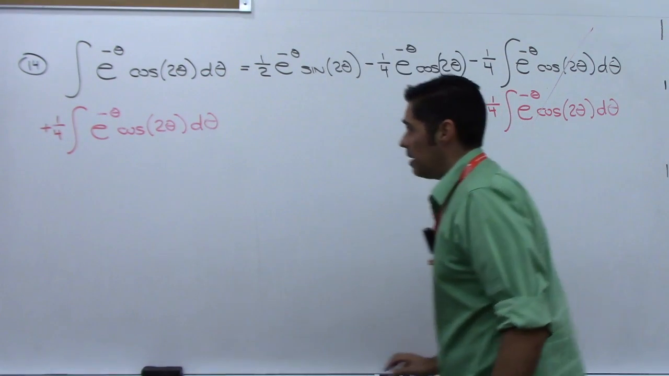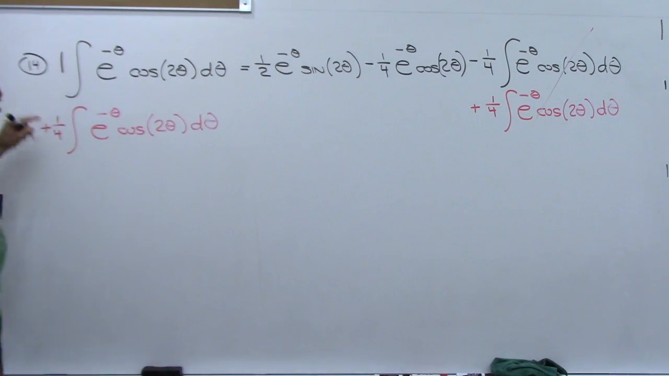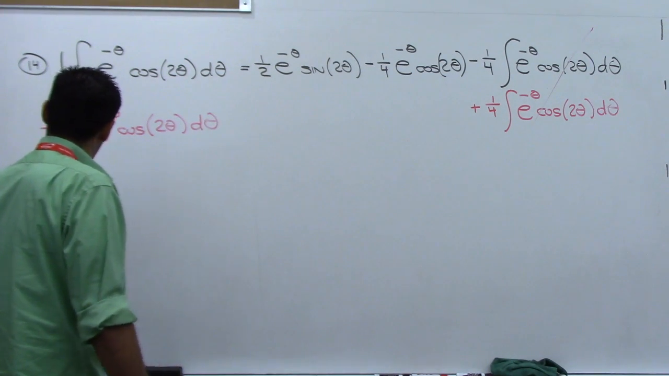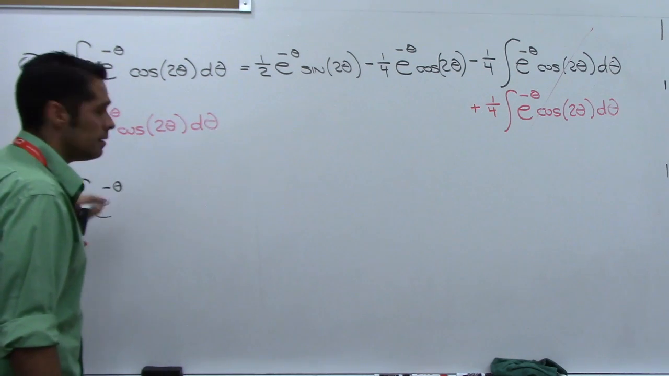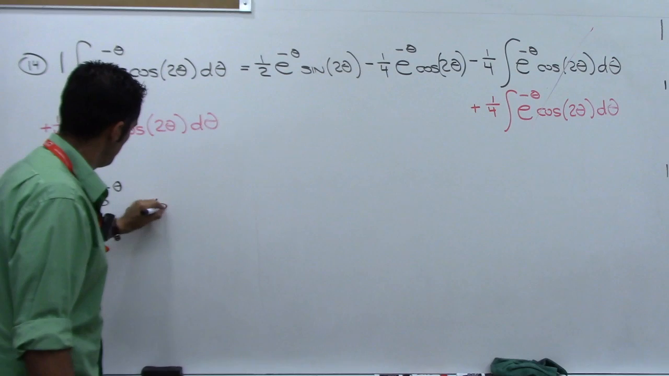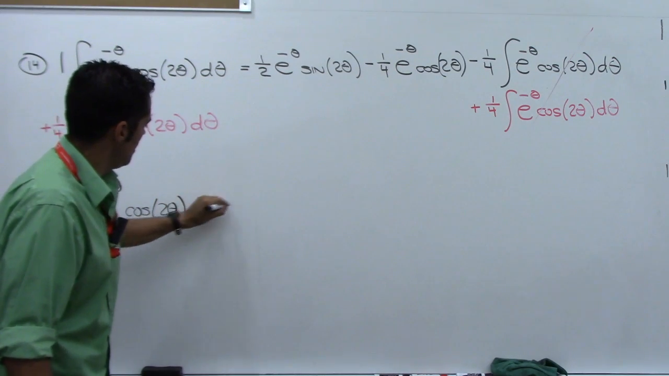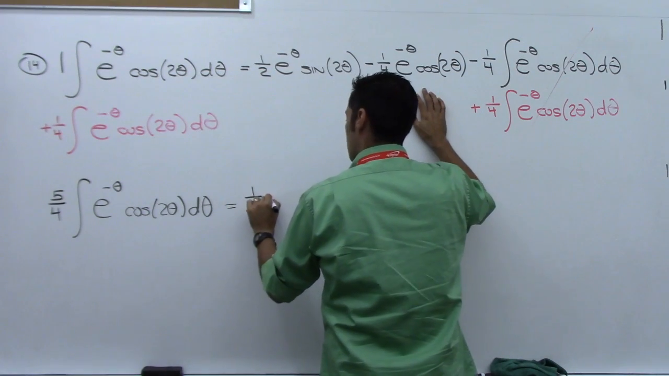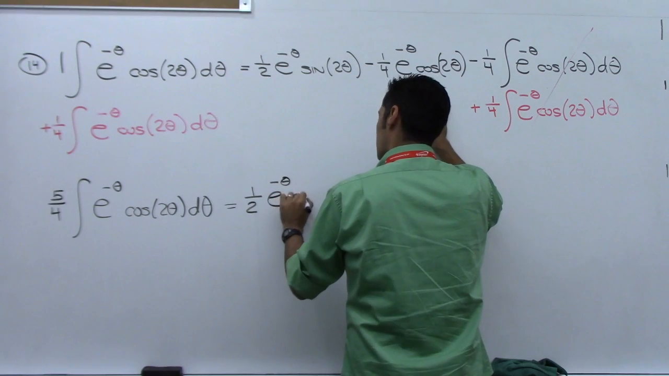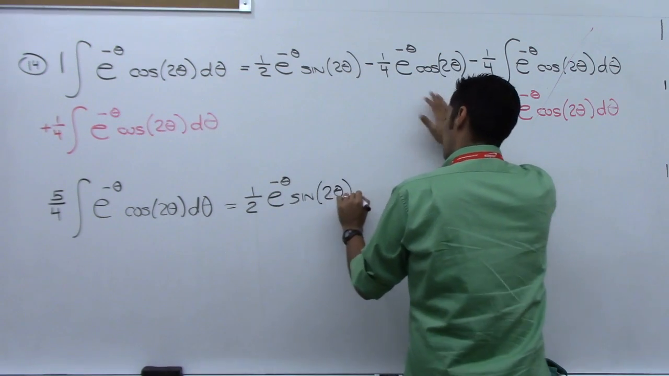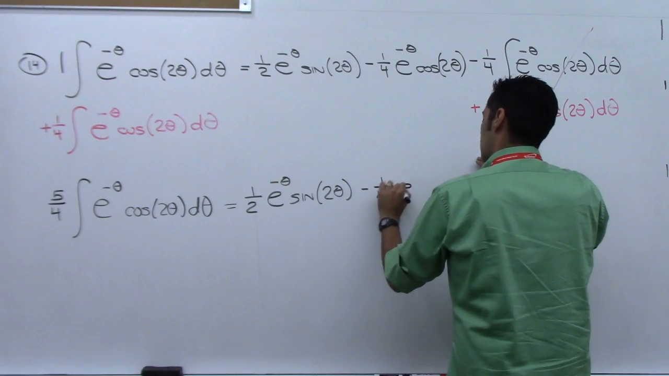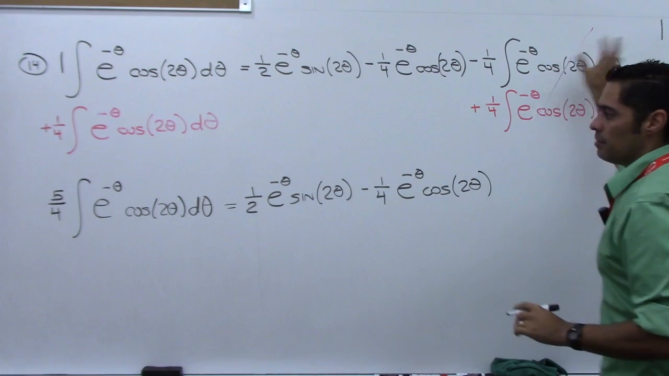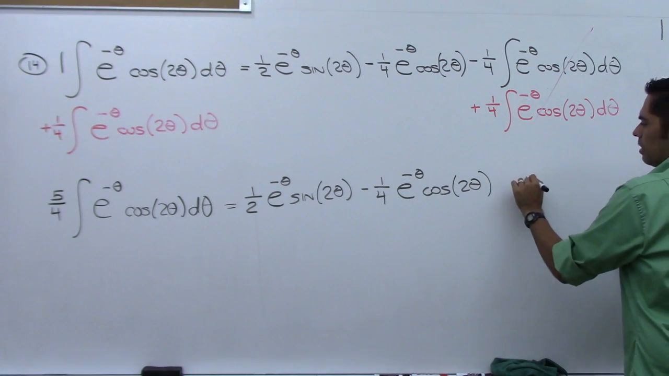And so when I take one of these and I add 1/4, I have 5/4. So 5/4 of this integral e to the negative theta cosine 2 theta d theta will be equal to all of this. 1/2 e to the negative theta sine 2 theta minus 1/4 e to the negative theta cosine 2 theta. And then this canceled out. And remember, you're going to have a constant of integration. You can put it in at the very end.